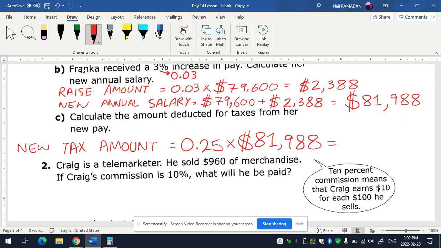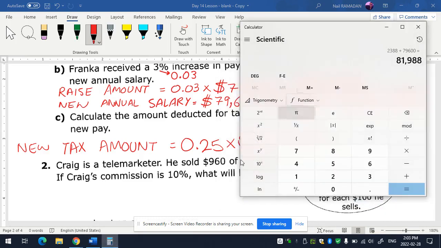Question: how much tax was she paying before? How much tax was she paying on the 79,600? In percentage, I'm saying actual money. How much was 25% of the old amount? 19,900. What do you expect it to be now? Same or higher? Of course, you are 25% of a higher number. Your tax should also be higher. All right. She's definitely crossing the 20,000 mark for sure now.